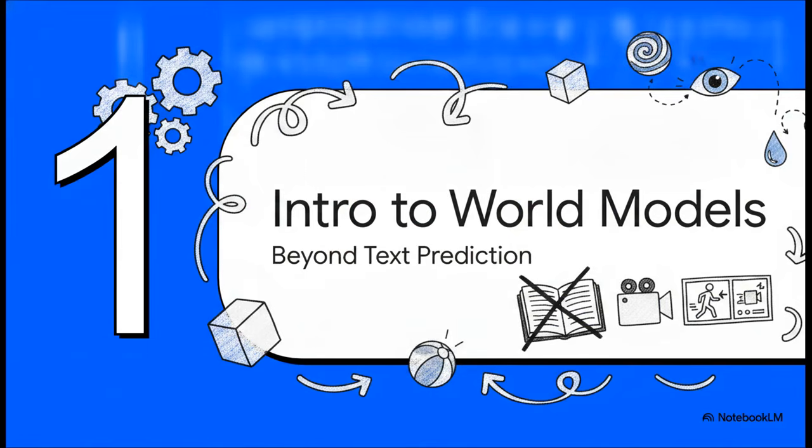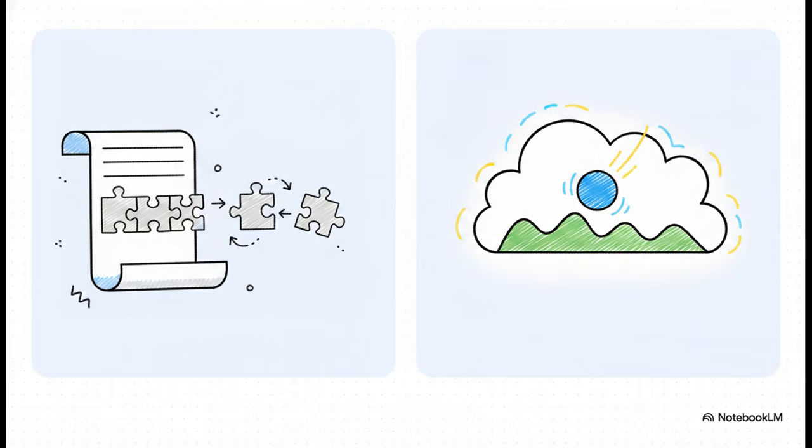All right, part 1, Introduction to World Models Beyond Text Prediction. To really appreciate what VJEPA 2.1 is doing, we kind of have to zoom out and look at the AI you probably use every single day. You know how standard text LLMs work, right? You feed text into a transformer, and it auto-regressively predicts the next token based on statistical language patterns. Pretty standard stuff.